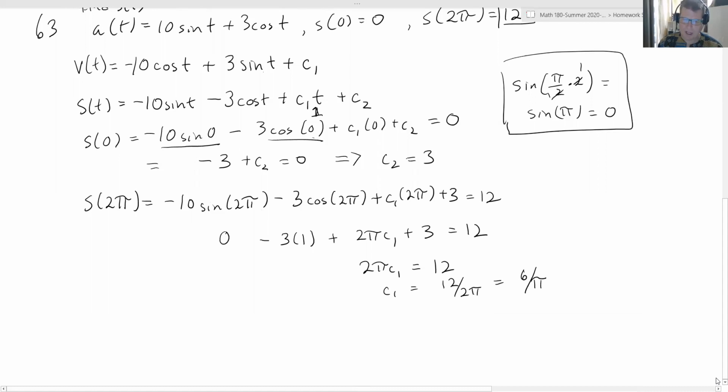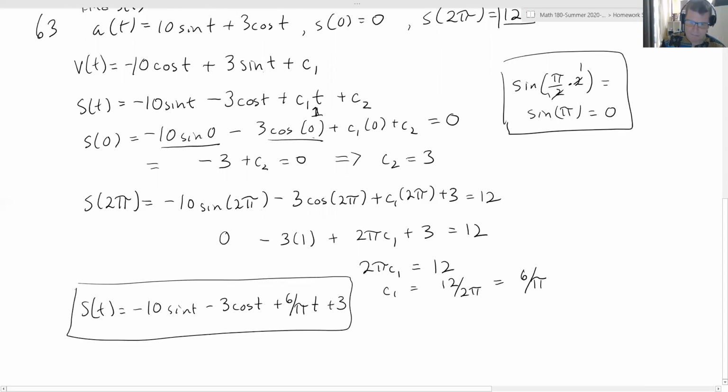Just a little algebra there, and trig, obviously. So S of t is now going to equal -10 sine t minus 3 cosine t plus 6 over pi t plus 3. And that is my position function.